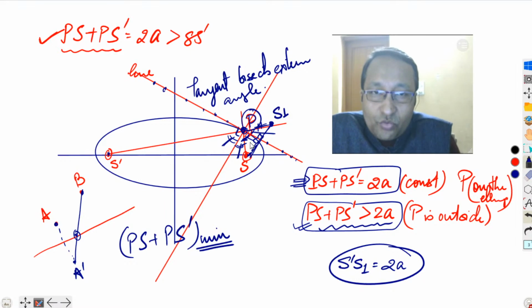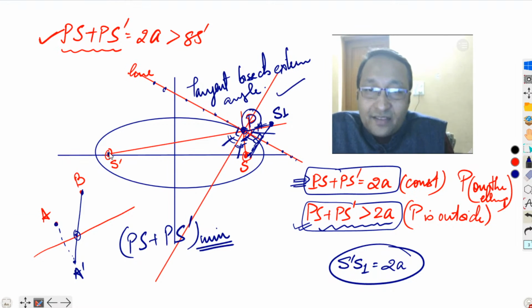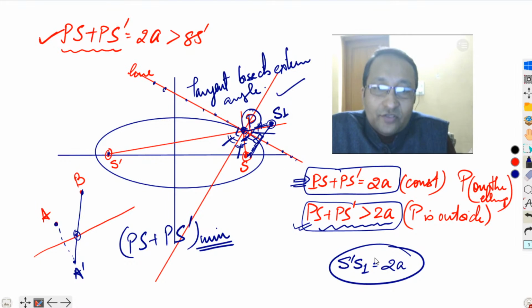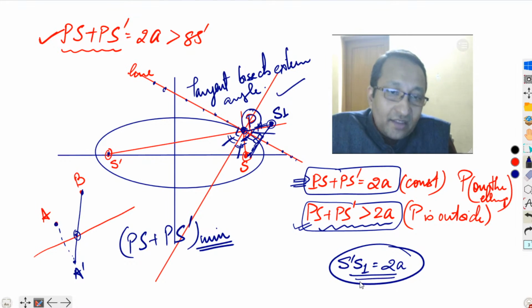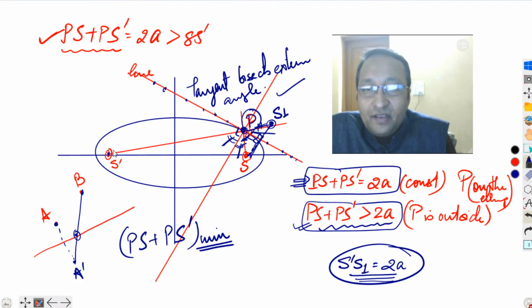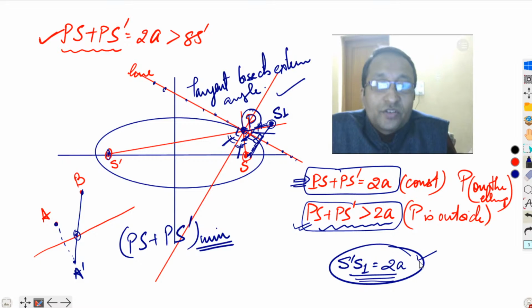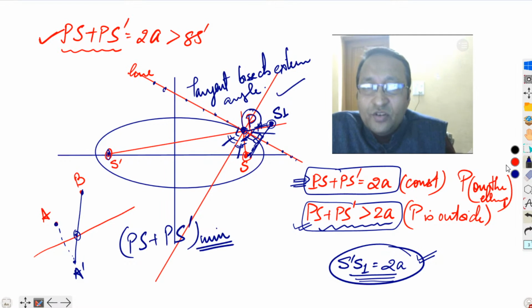So this gives me two thoughts. One, the tangent bisects the exterior angle, done. The normal bisects the interior angle, done. And this segment S dash S1 has a length 2A irrespective of P. The image of one focus about the tangent, when joined to the other focus, gives me a constant length 2A. We haven't used anything other than basic elementary Euclidean geometry.